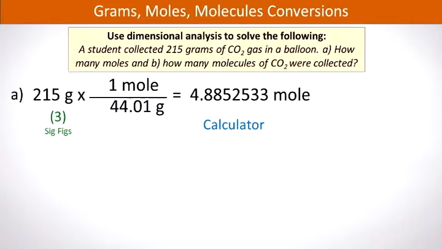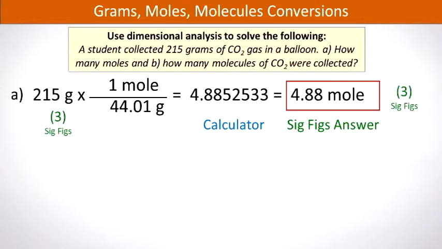For the rules on how to do the significant figures, see my other videos. So, if we want to move from the calculated value to the sig figs value, we must consider the significant figures of the given. In this case, 215 has 3 significant figures. Therefore, our answer should have 3 significant figures. And therefore, we round off the calculated value to 4.88 moles. Remember, in carrying out scientific calculations, we typically round to the number of sig figs.